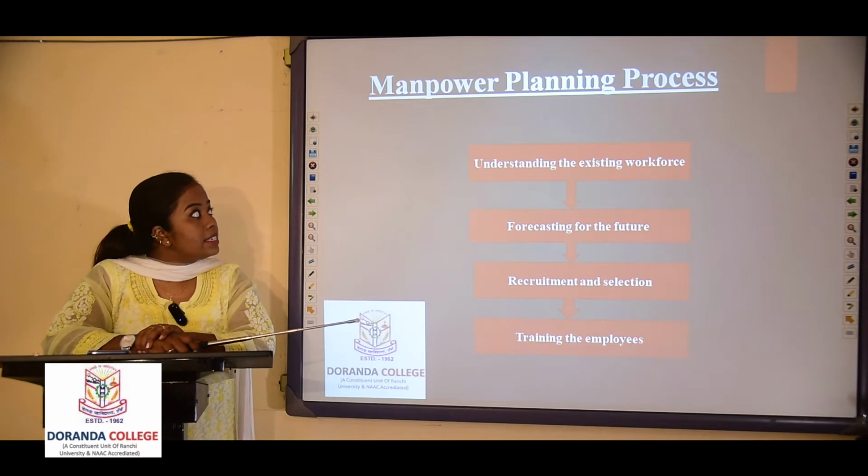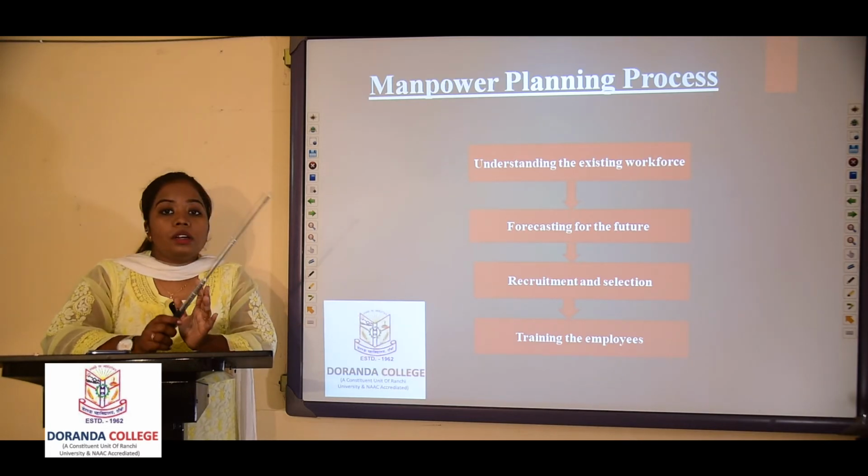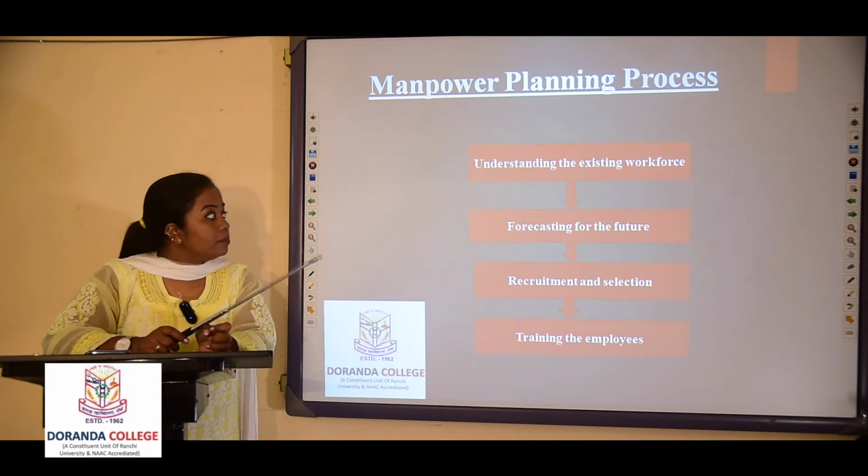This slide is basically the manpower planning process. You need to follow a proper procedure, a systematic way, so that manpower planning can proceed in a very systematic order.